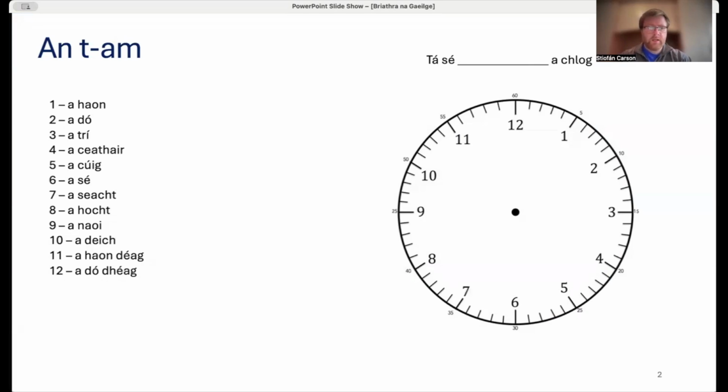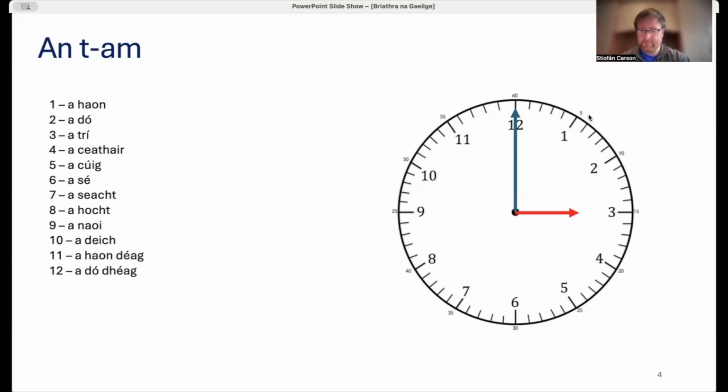So, simple numbers. It's likely most people will know the numbers, but let's just go over them for completeness sake. A haon, a dó, a trí, a ceathair, a cúig, a sé, a seacht, a hocht, a naoi, a deich, a haon déag, a dó dhéag. And then the time, tá sé, it is. Tá sé a haon a chlog, 1 o'clock.